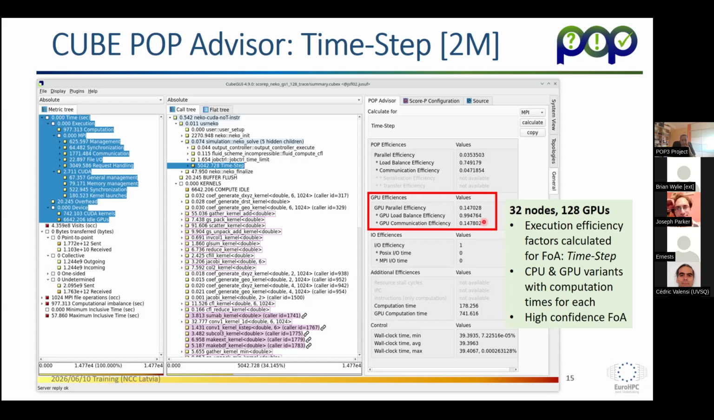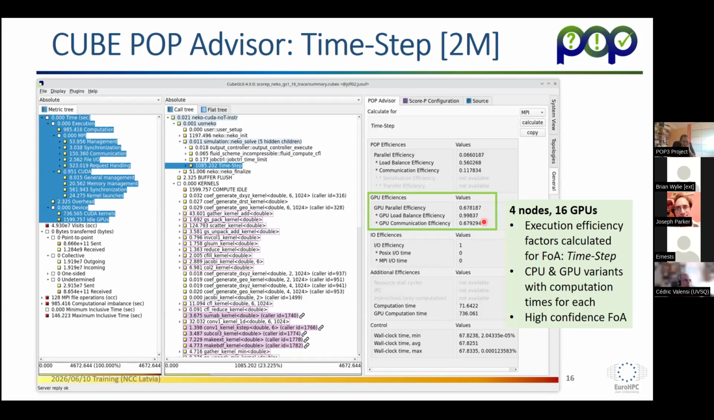If I compare this execution, which was with 32 nodes, 128 GPUs, with a smaller scale run with just 4 nodes and 16 GPUs, there the communication efficiency is much better. It's far from perfect, but it's much better, and we can see how that changes not only for different numbers of processes, but by selecting different focuses here, we can see how it varies for different parts of the application.